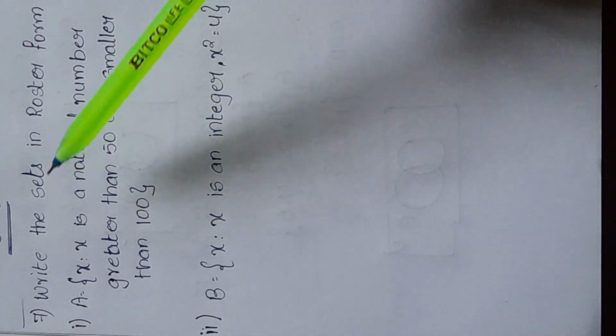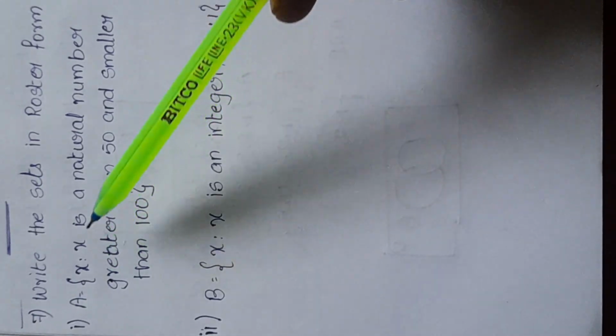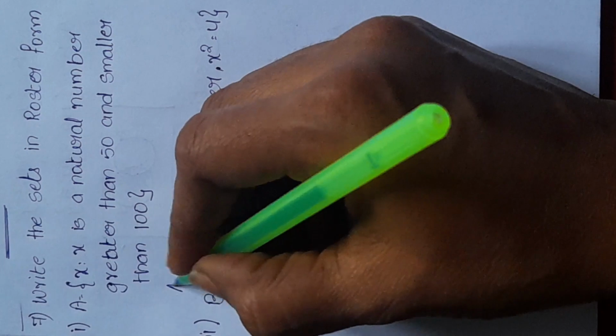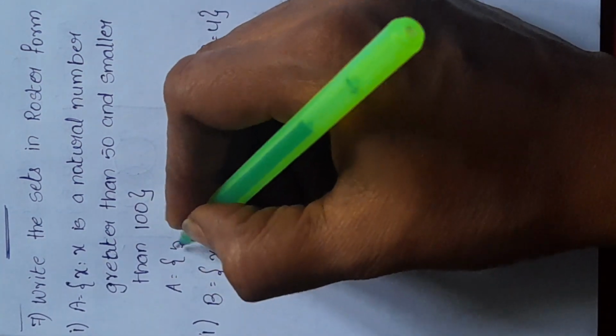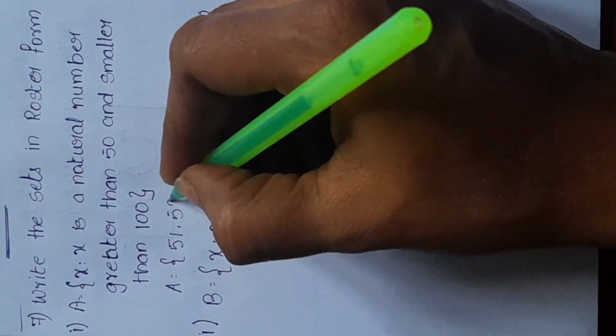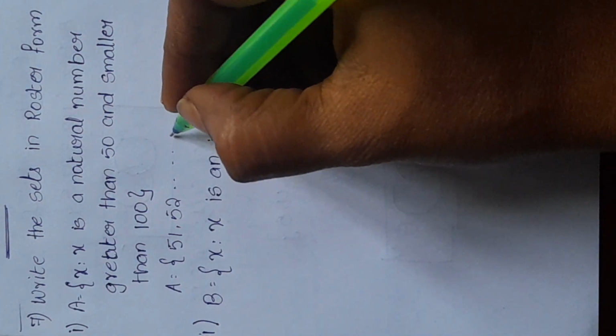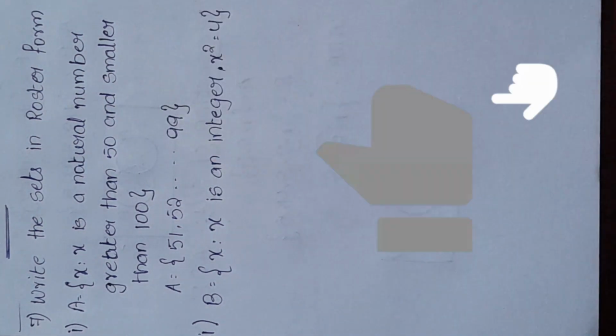The seventh question is write the sets in roster form. First one is A, x is a natural number greater than 50 and smaller than 100. So we can write the set in the roster form as {51, 52 and so on}, smaller than 100. So we should write up to 99 only.